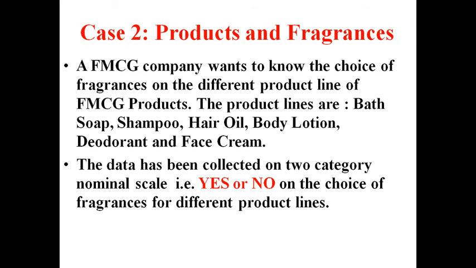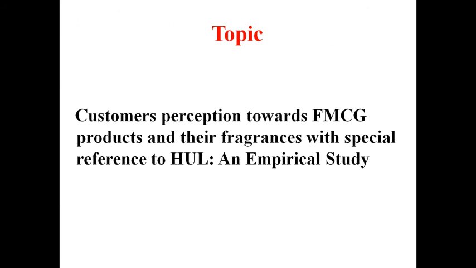An FMCG company wants to know the choice of fragrances on the different product lines of FMCG products. The product lines are bath soap, shampoo, hair oil, body lotion, deodorant, and face cream. So these are the 6 brands. The data has been collected on a 2 category nominal scale, that is yes or no, on the choice of fragrances for different product lines. We have collected the data for these products.